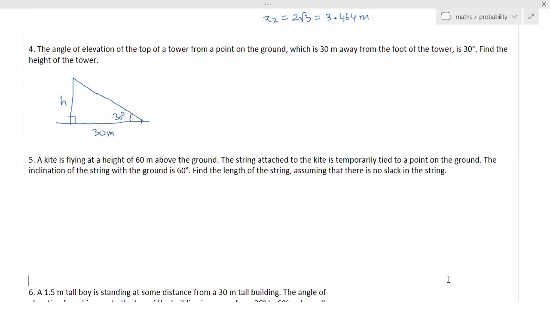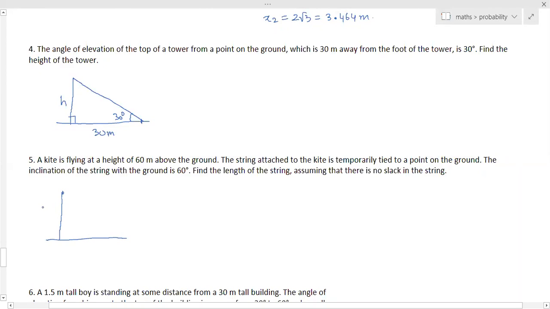Next one, a kite is flying at a height of 60 meter above the ground. The string attached to the kite is temporarily tied to a point on the ground. Inclination of the string with the ground is 60 degree. Find the length of the string, assuming that there is no slack. Length of the string, that means this value you have to calculate. This is x, length of the string.